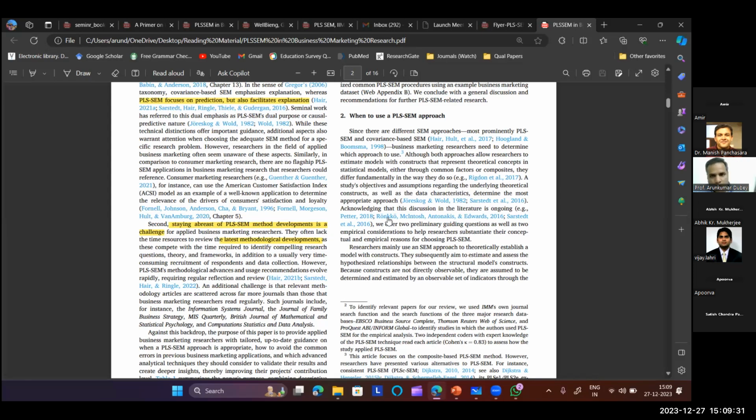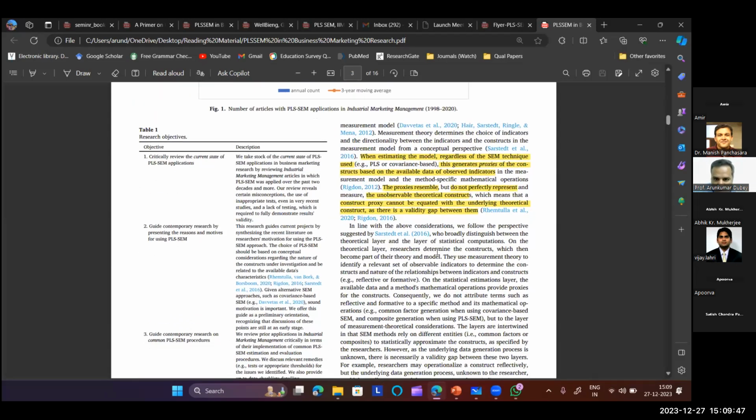Then 10 authors came together and refuted all of Rönkkö and Evermann's arguments, addressing all their concerns, and they said PLS-SEM is a dynamic and nice version of SEM. You should not water it down. In this paper, they say that when estimating the model, regardless of the SEM technique used, this generates proxies of the construct based on the available data of observed indicators. I have highlighted wherever I felt like it.